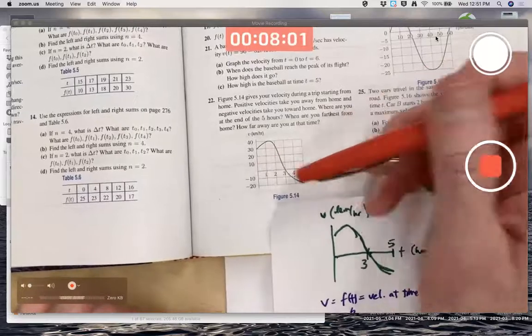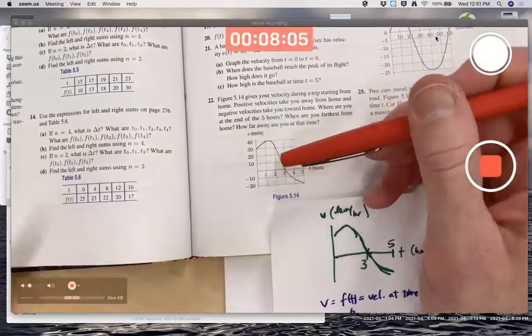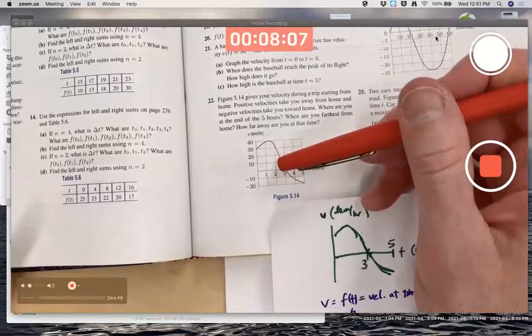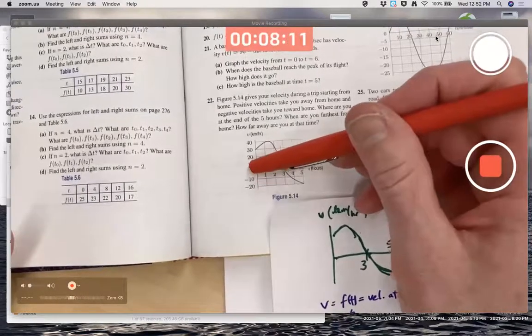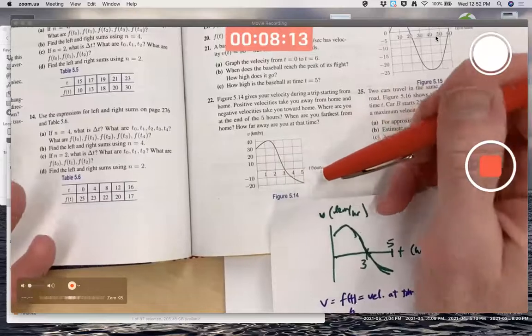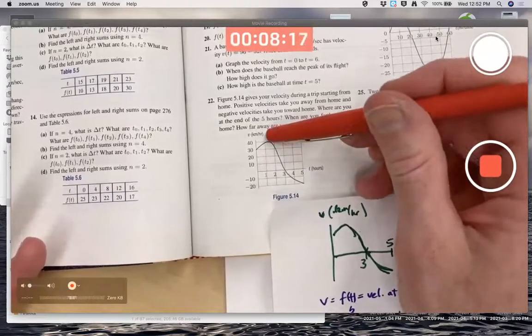How much area does each box have? Area of a box, a rectangle, is base times height. For each one of these, the base is 1 and the height is 10. Think about the units: 1 hour for the base times 10 kilometers per hour for the height.